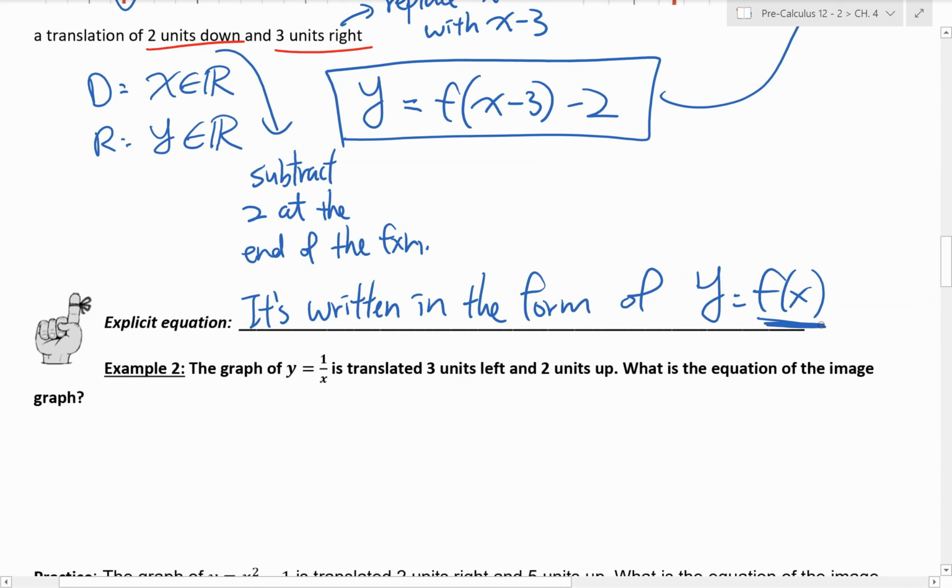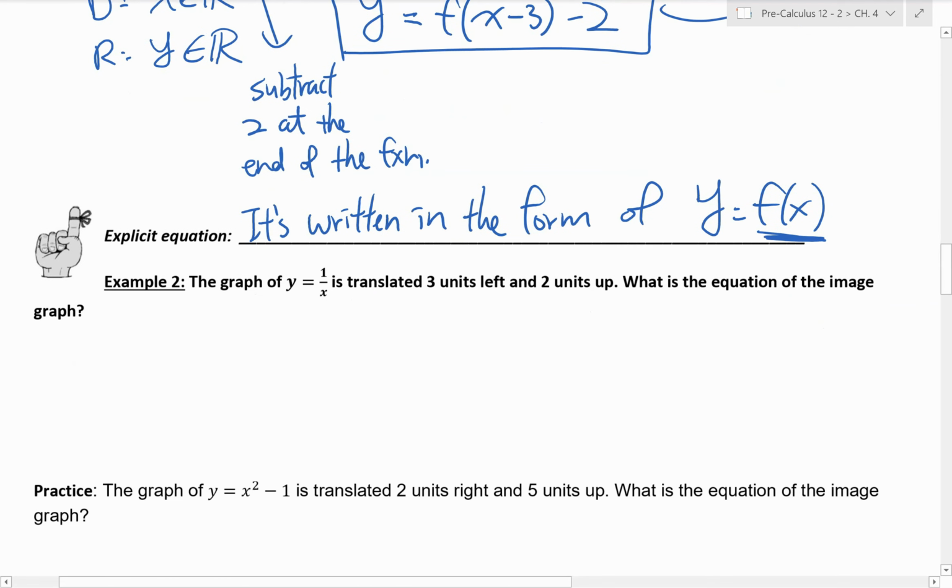Now, f of x could be any function: linear, quadratic, trig, or any other function. And here's the example, Example 2. This is a function, 1 over x, a rational function. It says the graph of y equals 1 over x is translated 3 units left and 2 units up. What is the equation of the image graph? This is the original function, now translated 3 units left and 2 units up, and we are looking for the equation of the image graph.